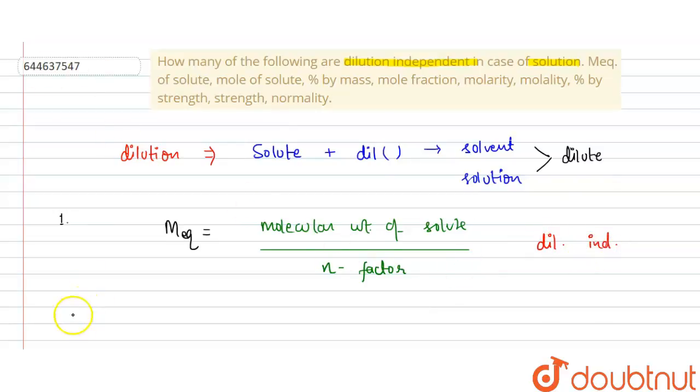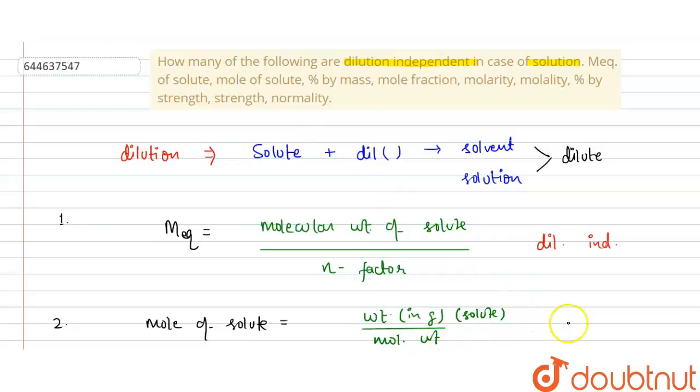Now second is moles of solute. What is the formula of mole? Mole is equal to weight in gram divided by molecular weight. Here the weight in gram is the weight of solute, because it is moles of solute, and the molecular weight is also of the solute. So this is also dilution independent.